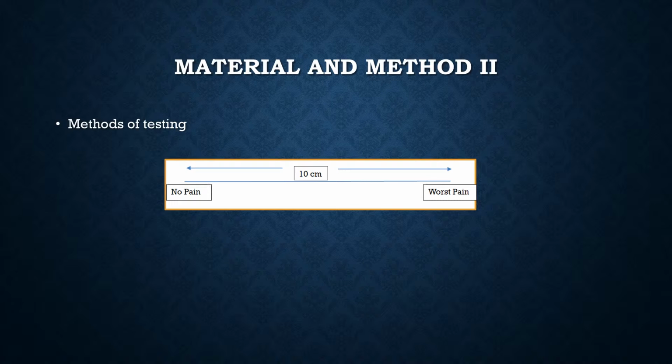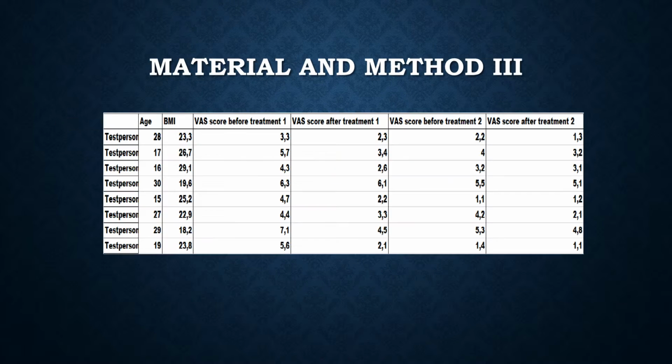Before each treatment session, the patients were asked to point out their subjective pain level on this paper note, by drawing a perpendicular mark on the line that represented the pain level. The intervention was done before and after the first treatment and before and after the second treatment.